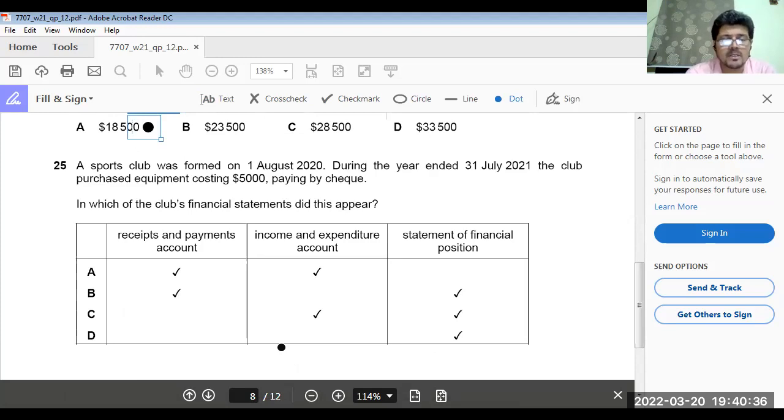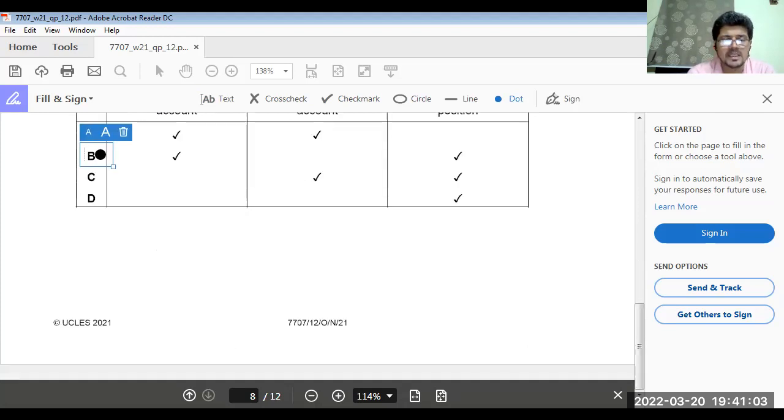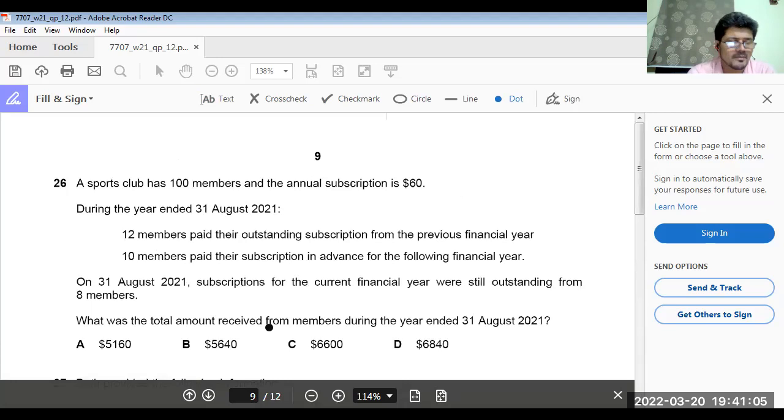So what about B? Receipt and payment account and balance sheet. Okay, yes. Option B is the answer. Why? It is going to appear in the receipt and payment account, not in the income and expenditure account, and in the balance sheet also. No non-current asset is going to appear in the income and expenditure account. Only the depreciation will appear for the non-current asset.